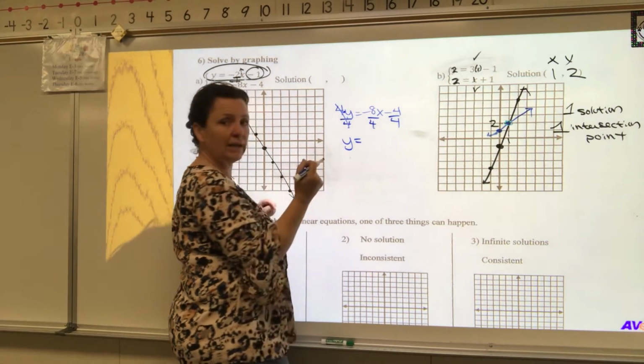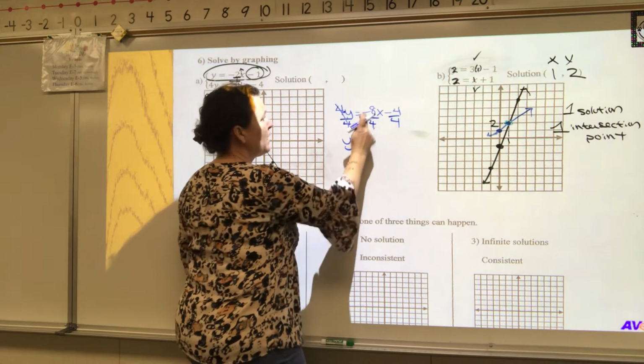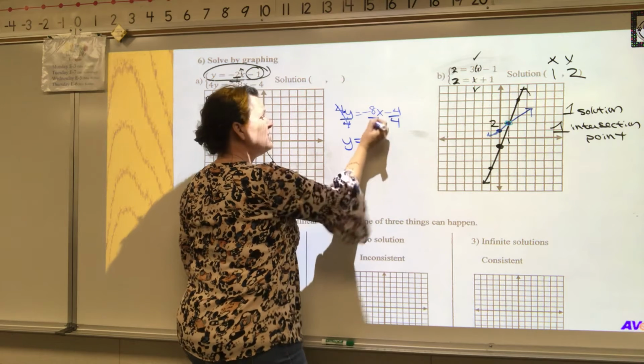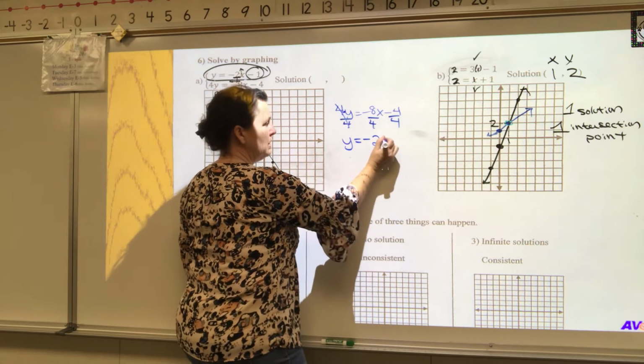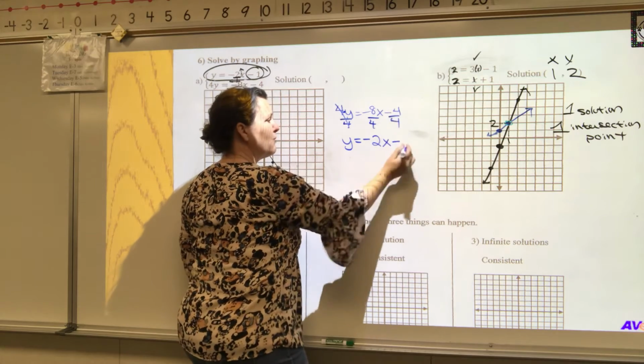Perfect. Yes, we're getting it into graphing form. Negative 8 divided by 4 is 2. Don't forget your x guy. Negative 4 divided by 4 is 1.